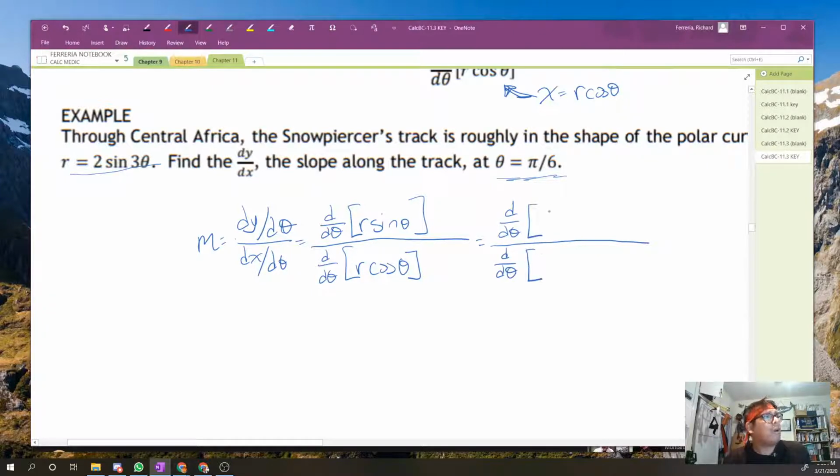So what is the equation for r? Well, that is 2 sine 3 theta multiplied by sine theta. And then what is the equation for r? It's still 2 sine 3 theta multiplied by cosine theta. Cap those off, evaluate this beast when theta equals pi over 6.